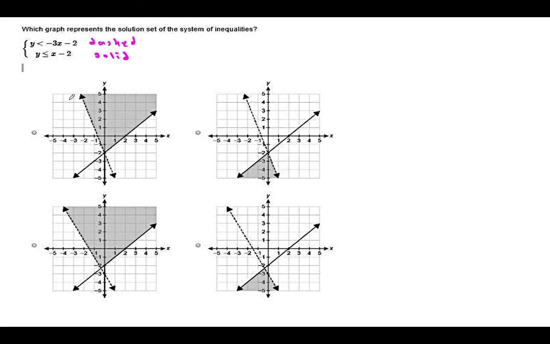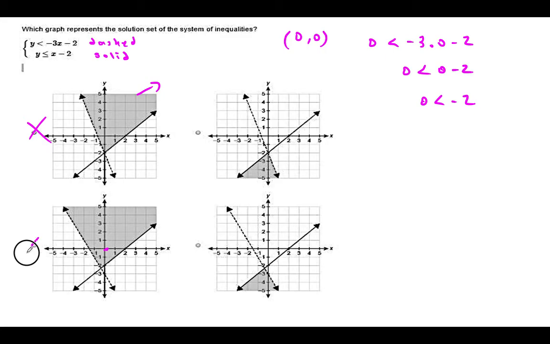Let me take a test point. For example, what can I take as a test point? Let me take first of all 0, 0. For this one I am checking. You see now 0, 0, it's here in the solution. So y is 0. Negative 3 times 0 minus 2. So 0 is 0 minus 2. 0 is less than negative 2. It is wrong. So this cannot be the solution. 0, 0 is also here, so this cannot be the solution.